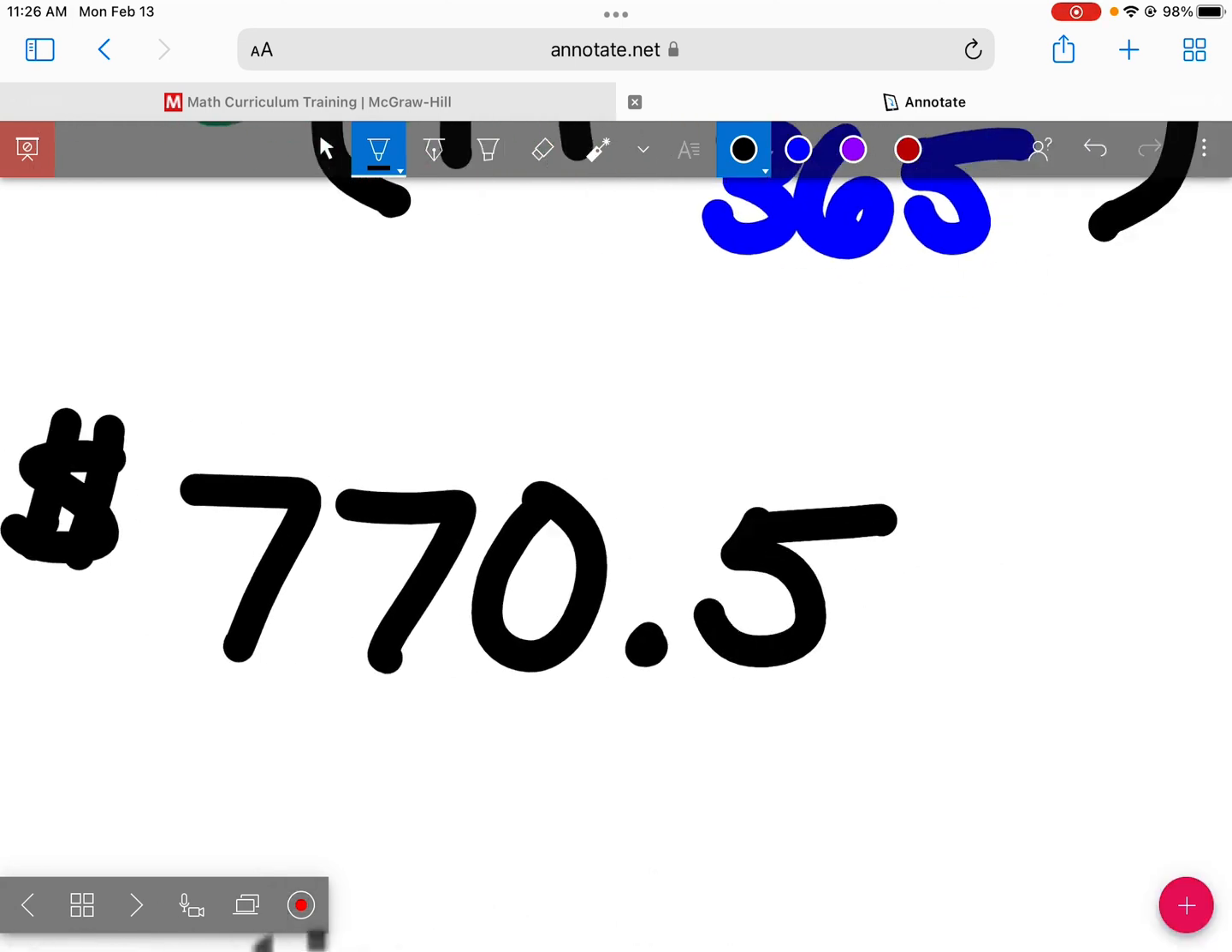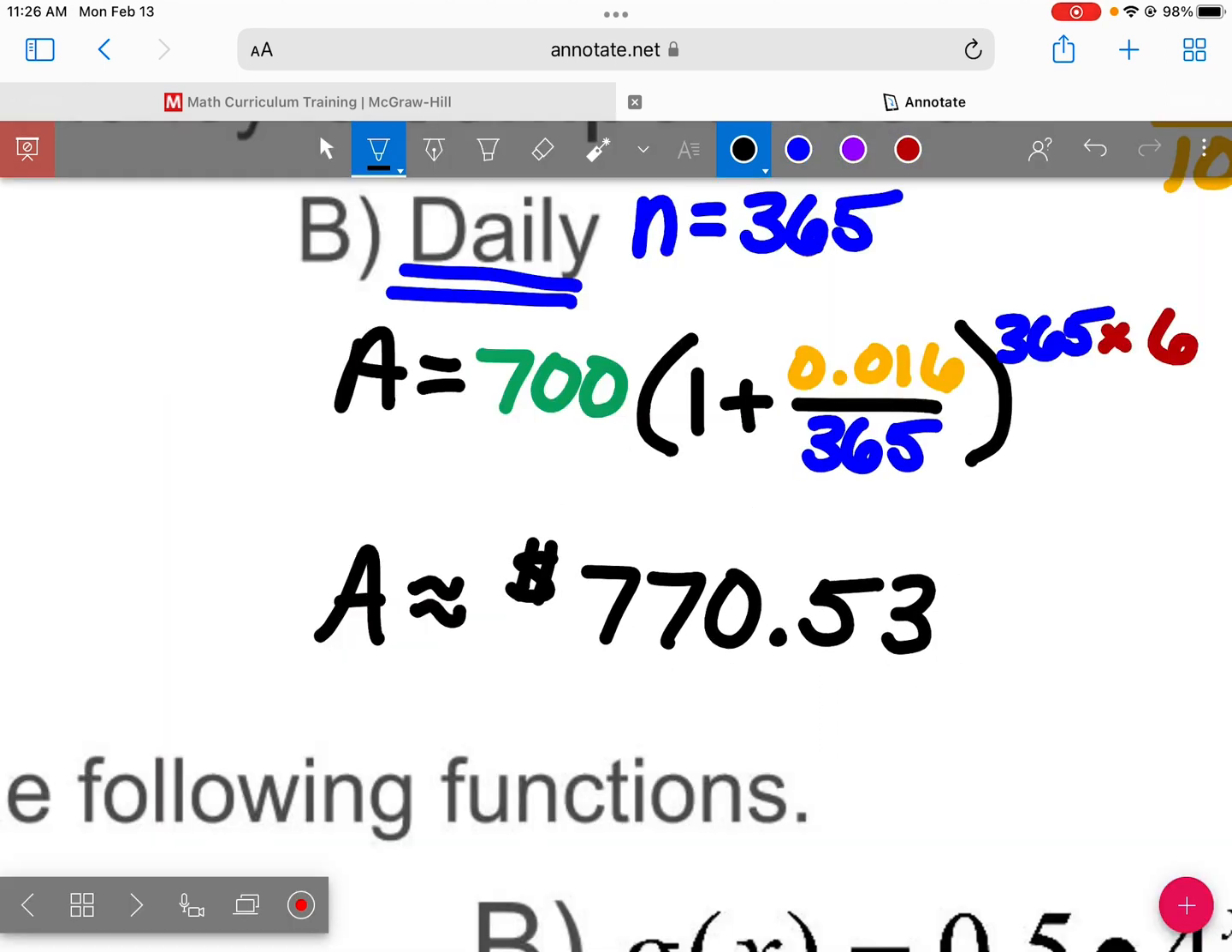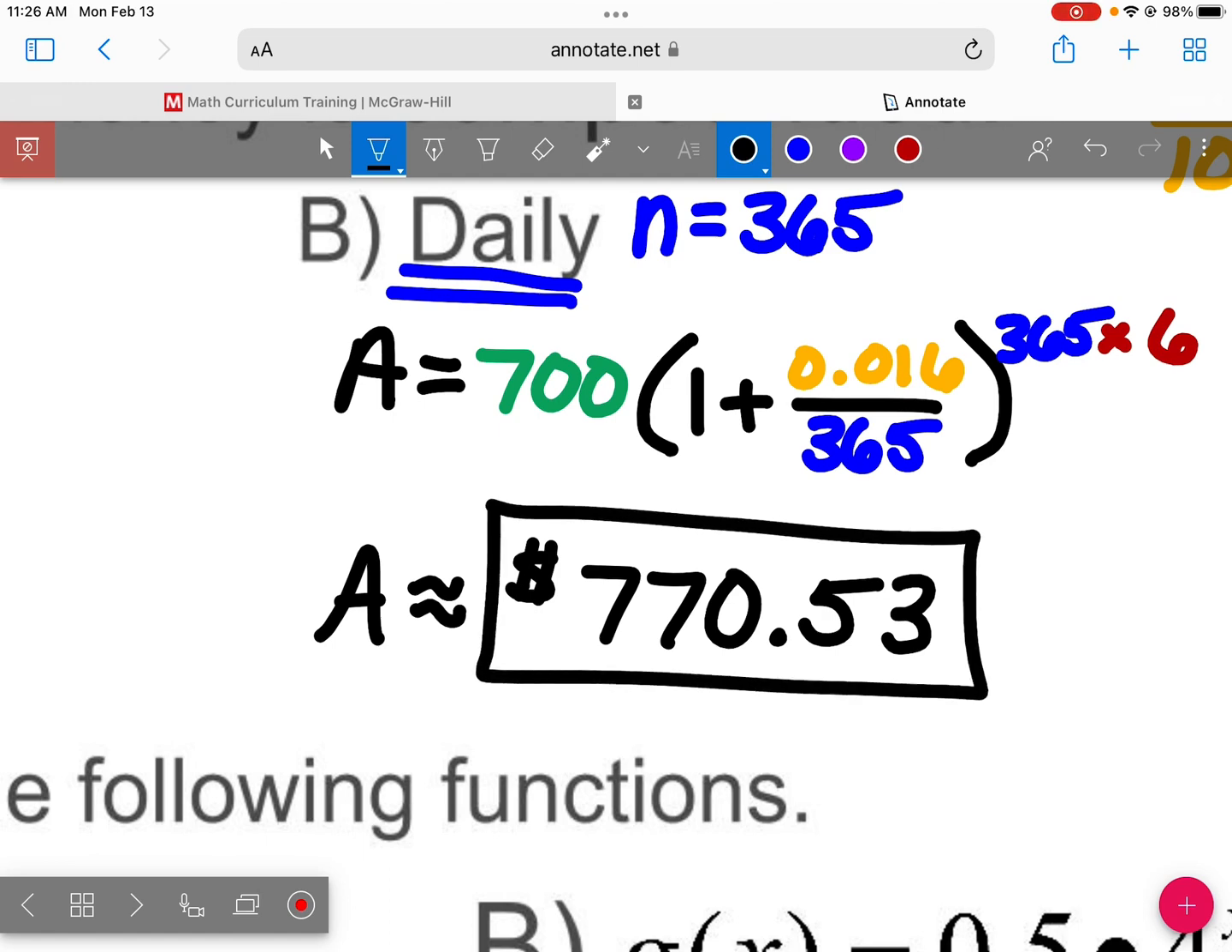Yep, 52, 53. Remember, if you're off by a penny from me, I'm not going to take off points. So depending on how you round, it's 52 or 53 cents.